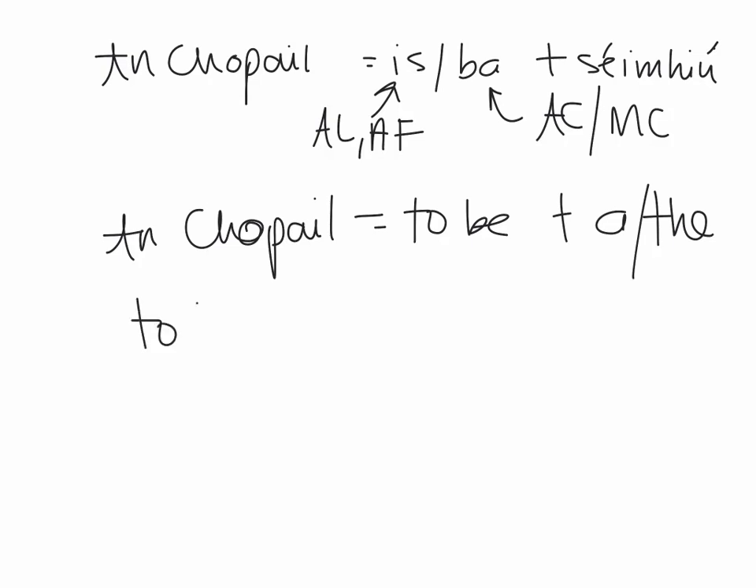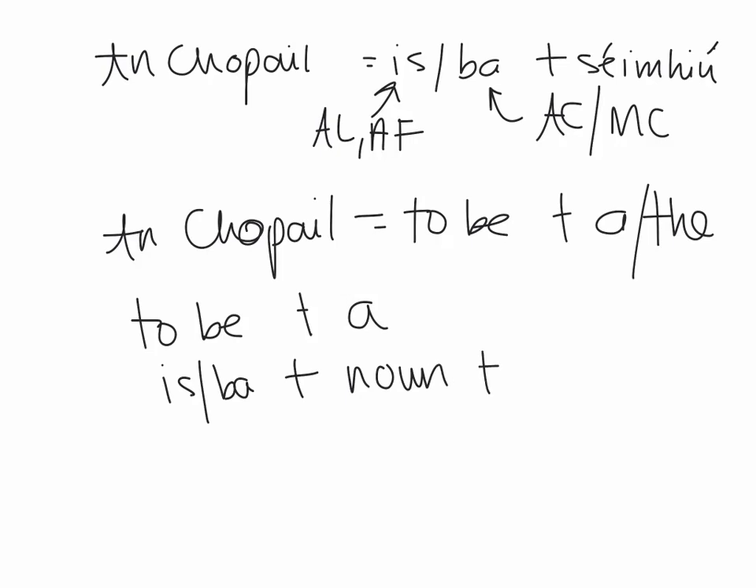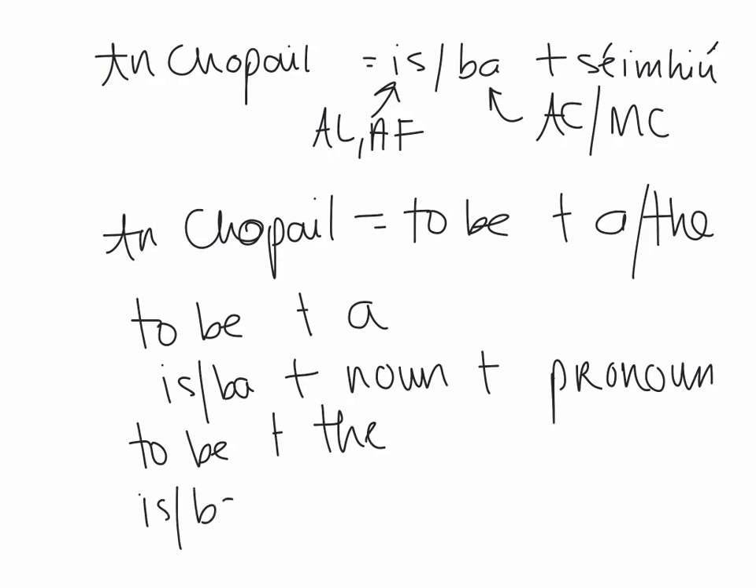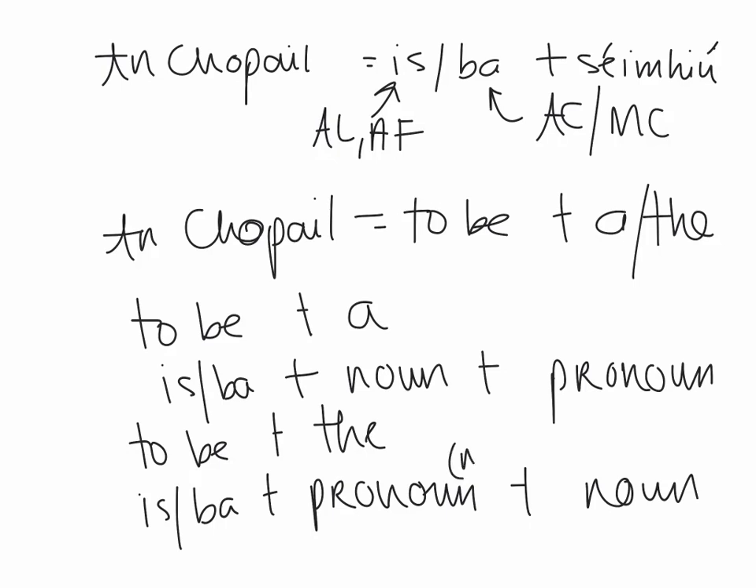When you have to be plus a, you're going to have is or ba at the start of the sentence, depending on your tense. And straight after it, you're going to have a noun. And then the pronoun will be towards the end. I'll write it in. Your pronoun will be towards the end. Whereas if you have to be and the, you're going to have is or ba, and you're going to have pronoun, and your noun will be at the end. Pronoun, and I'm going to write in brackets there name, because if there's a name in English, you're still going to have the pronoun, but the name will also be mentioned. Say, is she Michael? He is the oldest, is she?